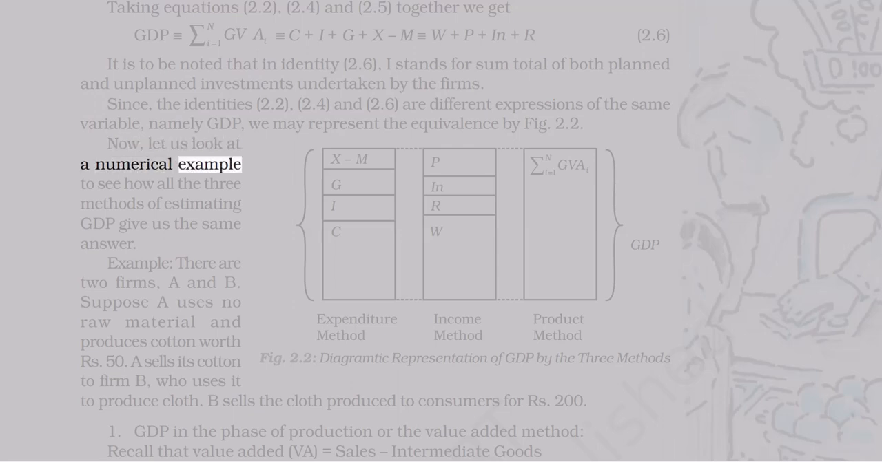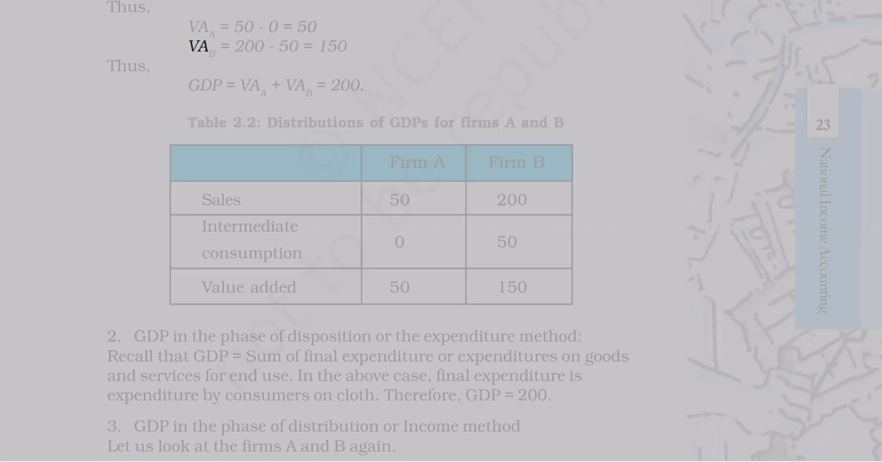Now, let us look at a numerical example to see how all the three methods of estimating GDP give us the same answer. Example: there are two firms, A and B. Suppose A uses no raw material and produces cotton worth 50 rupees. A sells its cotton to firm B, who uses it to produce cloth. B sells the cloth produced to consumers for 200 rupees. 1. GDP in the phase of production, or the value added method. Recall that value added, VA, equals sales minus intermediate goods. Thus VA_A = 50 − 0 = 50, VA_B = 200 − 50 = 150. Thus GDP = VA_A + VA_B = 200.